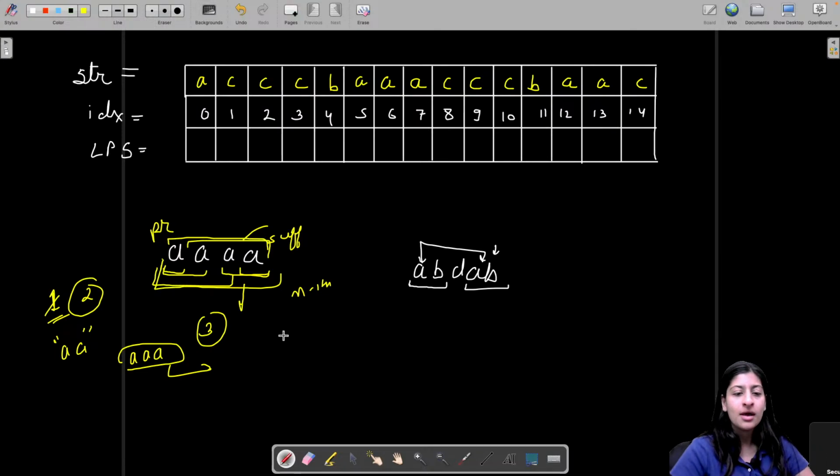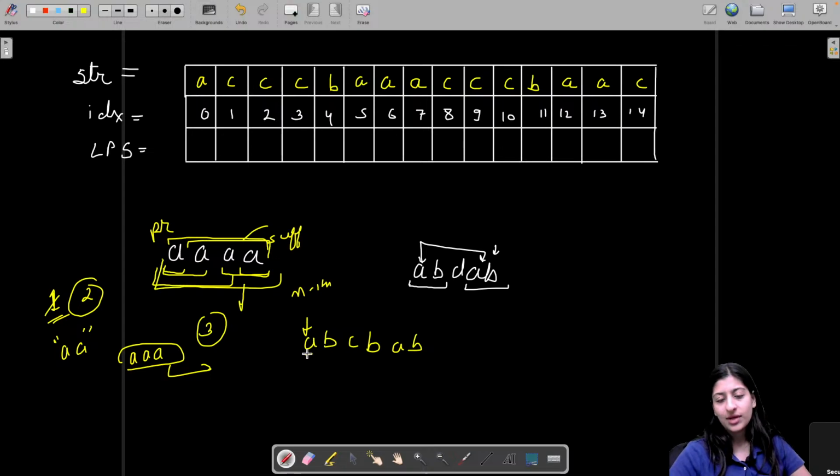You got this point? For example, a b c b a b. Let's take this one. I have this character, the first character I have taken, and the first occurrence of a in this entire string is at this position. They both are equal. How do we iterate now? Since they both are equal, let's go to the next index, this one, and to the next index after a, which is this. These both characters are also equal.